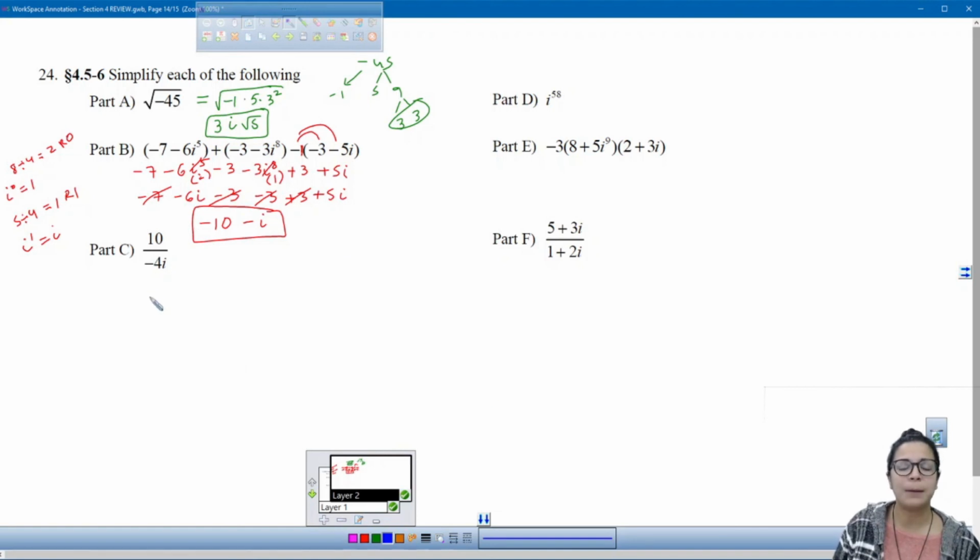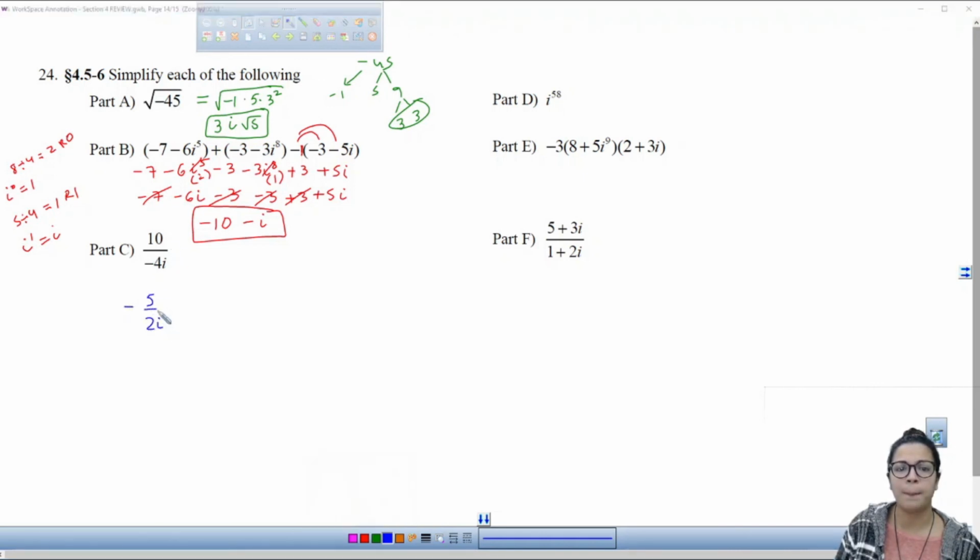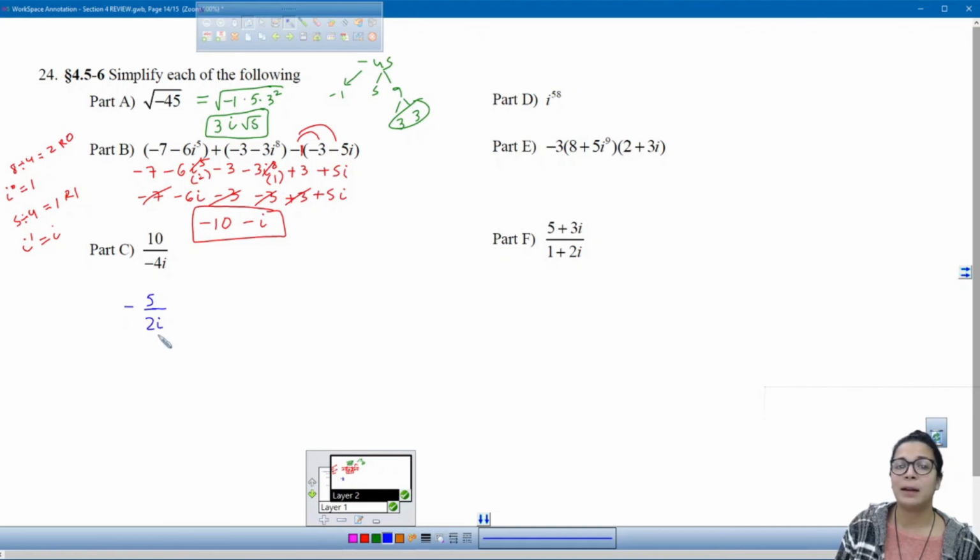All right, for part C, we need to simplify this. Now, 10 over negative 4 obviously simplifies. Divide by 2 on top and bottom, we have 5 over 2i. But the issue is that the i is in the denominator. Remember, i is technically the square root of negative 1. So that's a radical. We can't have a radical in the denominator, so we're going to go ahead and multiply the numerator and denominator by i.